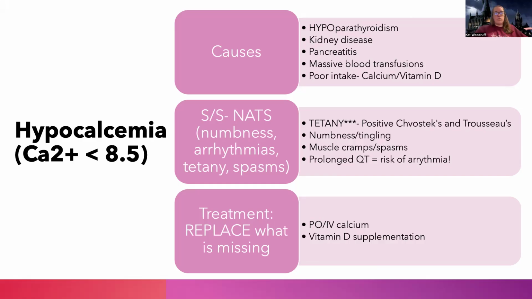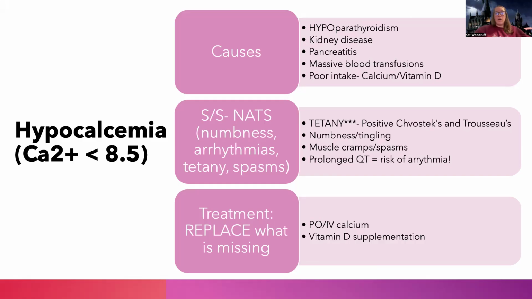And then with Trousseau's, it's when you put a blood pressure cuff on them, their fingers come together. So I always remember Trousseau's two fingers, Chvostek's is the cheek. So they get pressure on the cheek and then it causes a spasm in the face. So these are signs of hyperactivity in the muscle. So even though the calcium's low, it causes a spasm in the muscle that causes that very tense tetany sensation. Numbness, tingling, and then muscle cramps and spasms are very common too.